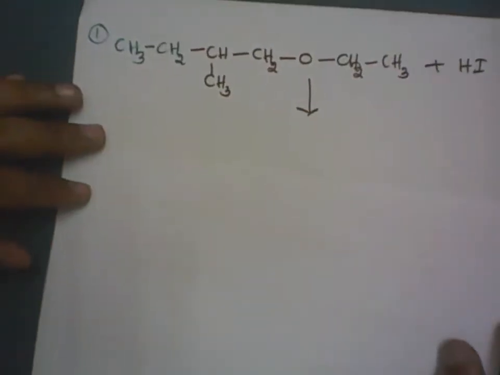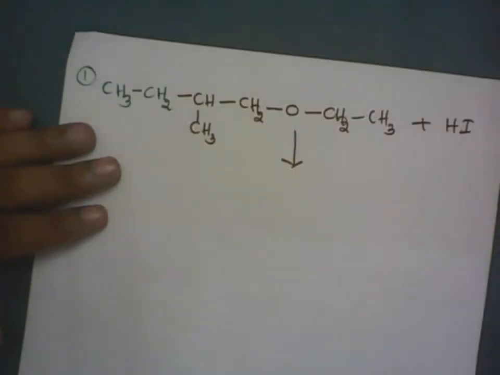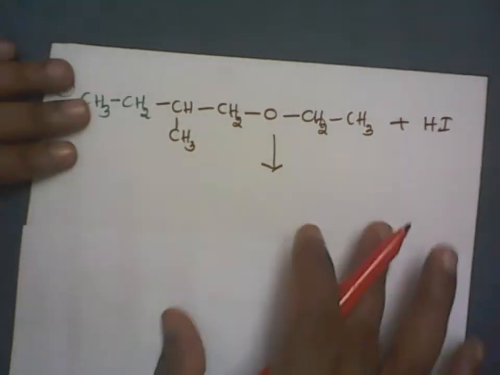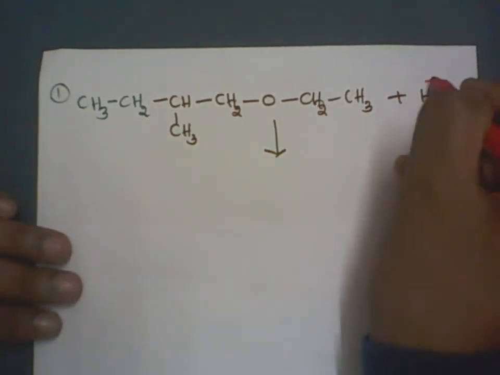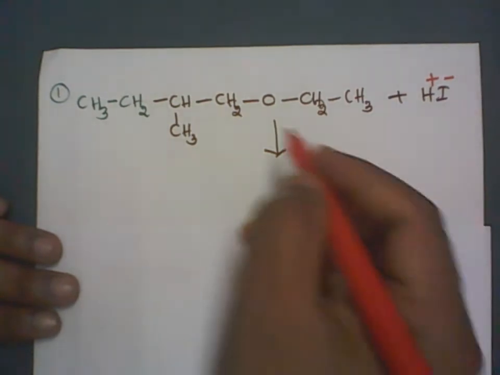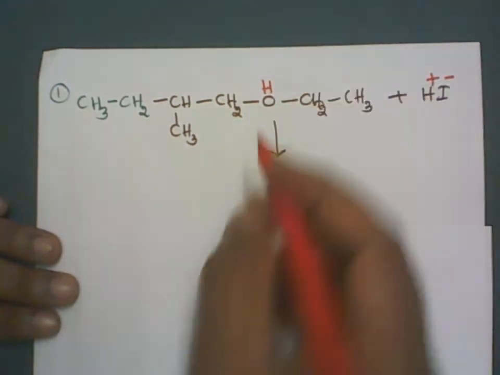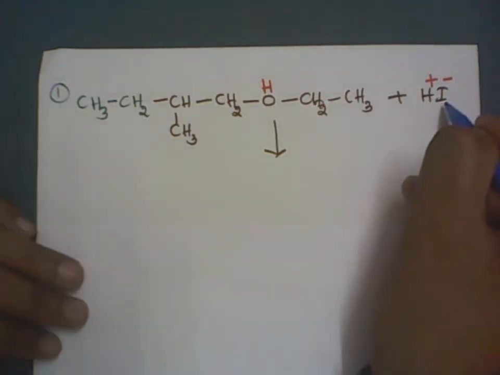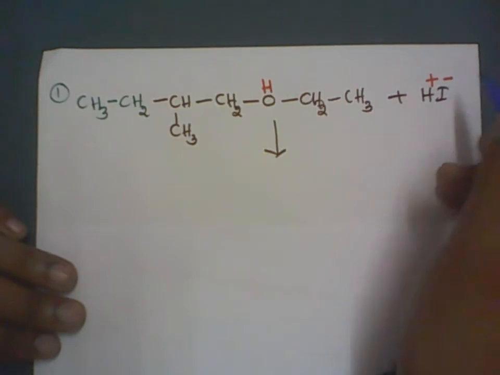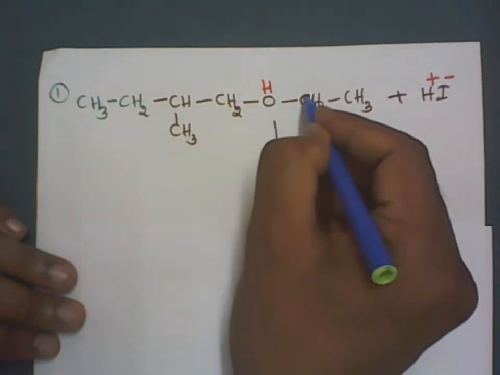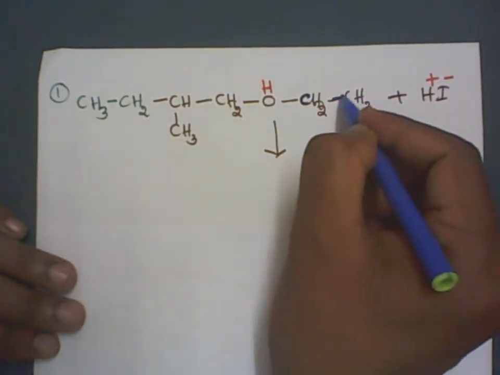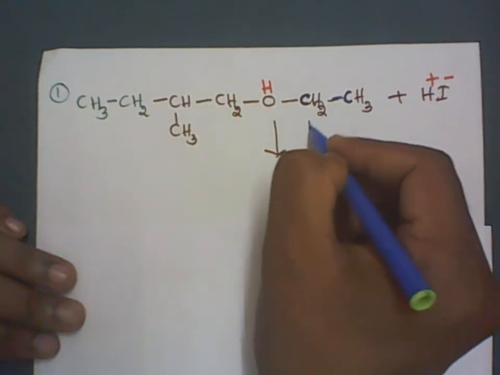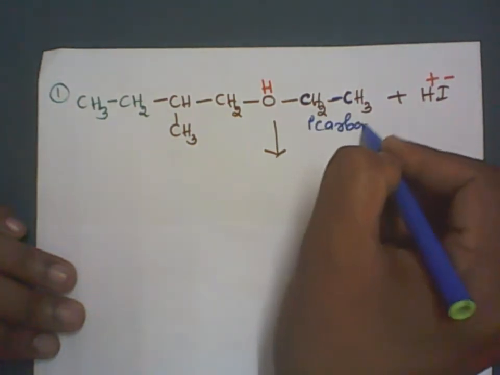See the first problem now. Problem number 1. Hydrogen iodide, H plus I minus. Always remember hydrogen goes with the oxygen. Halogen generally attacks the smaller alkyl group. Remember, smaller alkyl group. Here oxygen is directly attached to a carbon atom. This carbon is directly attached to one more carbon, so it is a primary carbon.